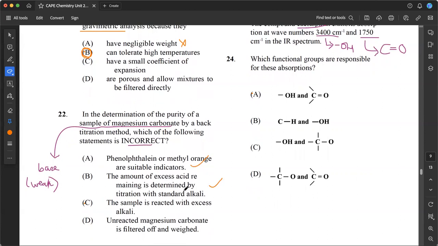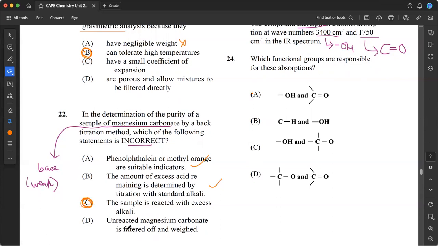So that's correct. The sample is reacted with excess alkali. No, this is not true, and here's why. If magnesium carbonate is a weak base, and you're doing back titration, you can't titrate a base with a base. You have to use an acid. So the sample is not gonna be reacted with excess alkali because it itself is an alkali, right? So this is incorrect. You'd actually be reacting the sample with excess acid, right? So C is incorrect here.